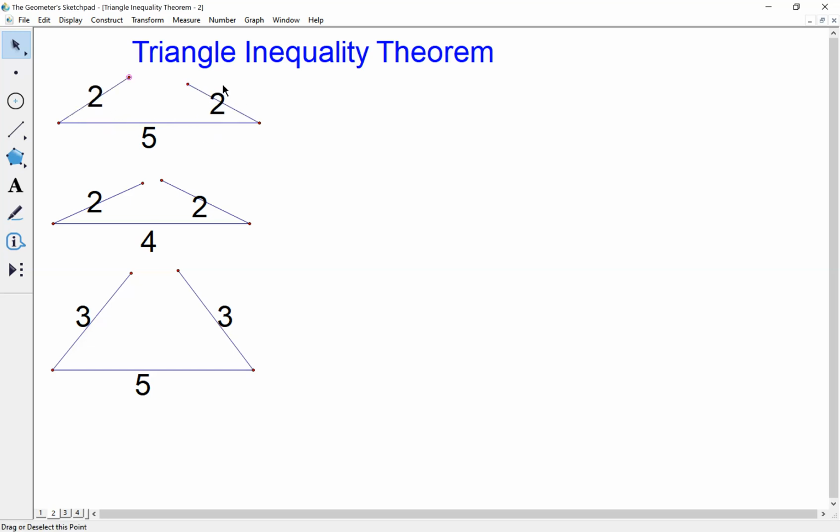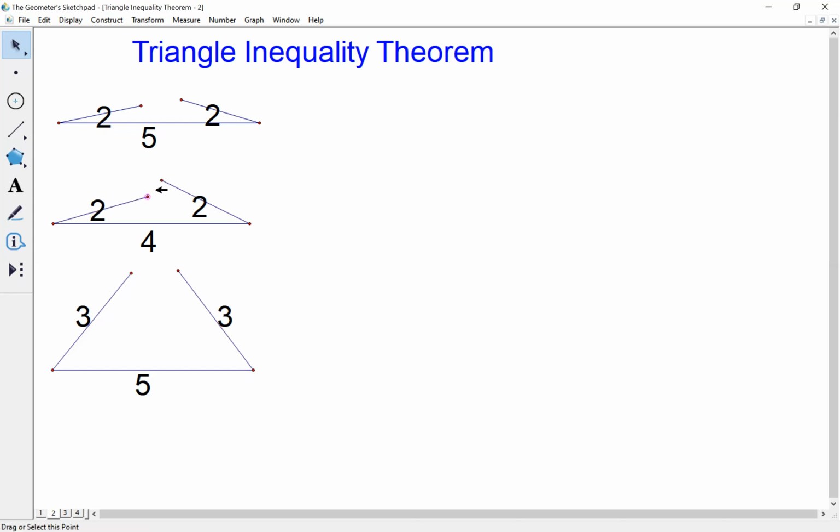When I add the two small sides, 2 plus 2, that is still less than the big side, right? 2 plus 2 is less than 5. It is not going to work. When you add the two small sides and it's less than the third side, you're not going to close. So it doesn't work. Now, what if I add the two small sides, 2 plus 2, and it is equal to the big side?